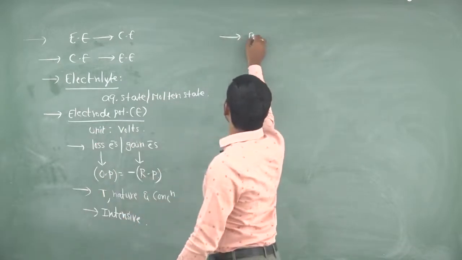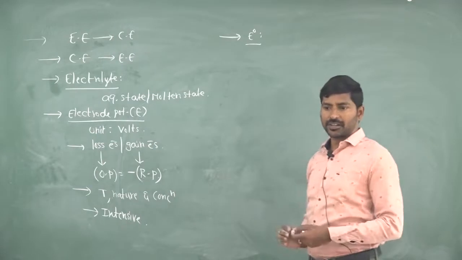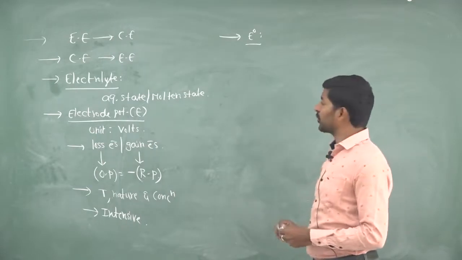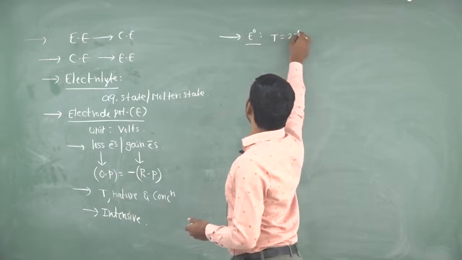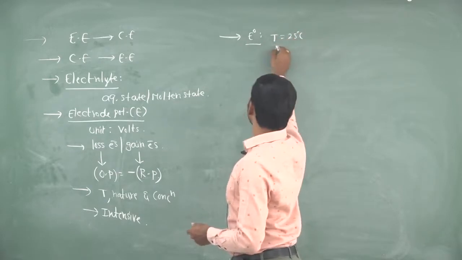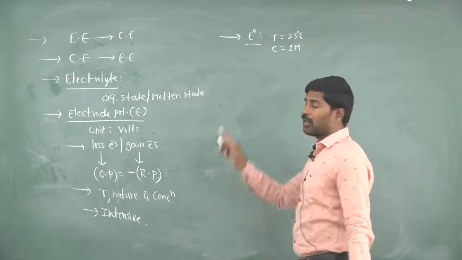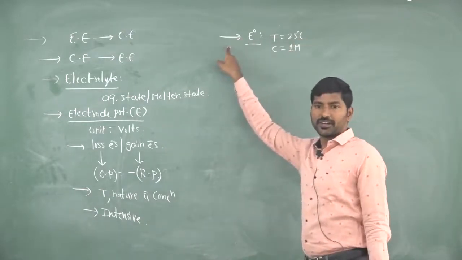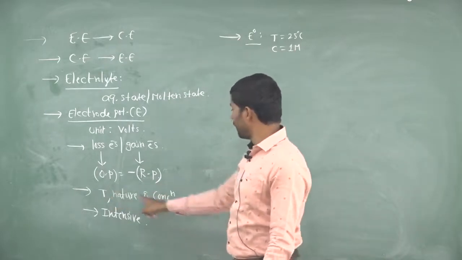Standard electrode potential, E naught. If you measure under some conditions, that is called standard electrode potential. What are those conditions? Temperature we have to take 25 degrees centigrade or 298 Kelvin, and concentration of ions present in the solution unity or 1 molar. Then the electrode potential measured is called standard electrode potential. So we are fixing temperature and concentration.